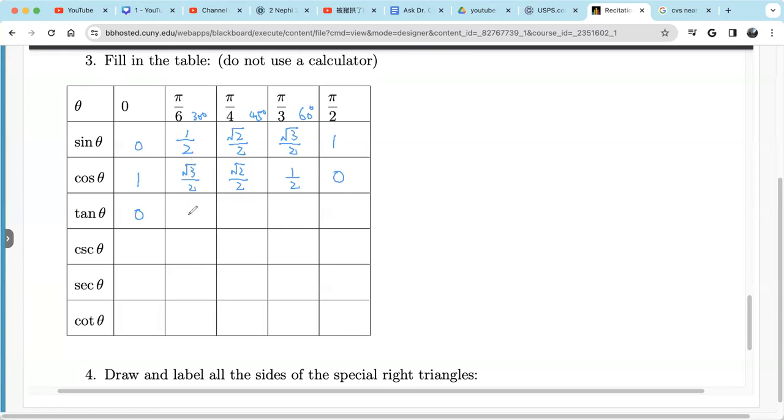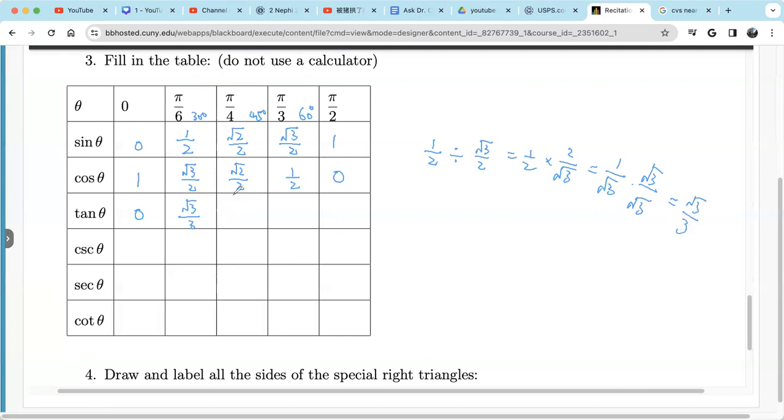And tangent pi over 6, the half divided by root 3 over 2. If we rationalize, we get root 3 over 3, right? You can use a half, because sine divided by cosine, divided by root 3 over 2. That's a half multiplied by 2 over root 3. So that's 1 over root 3. But we want to rationalize the denominator. So we multiply by root 3 over root 3. So we get root 3 over 3.